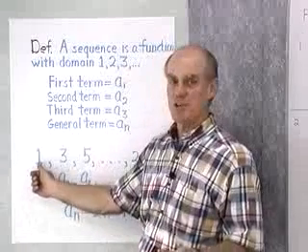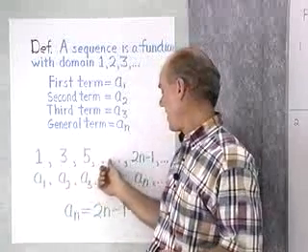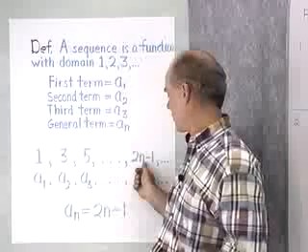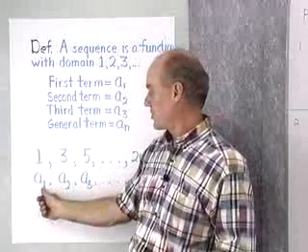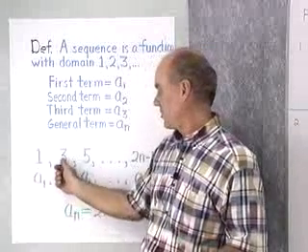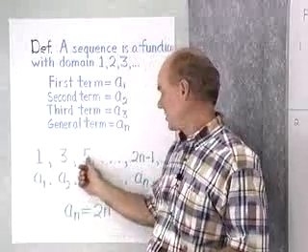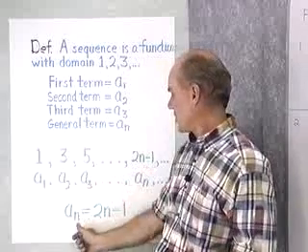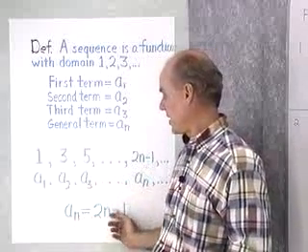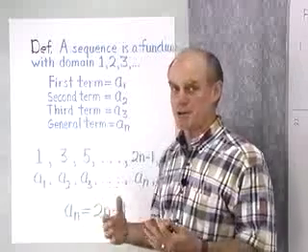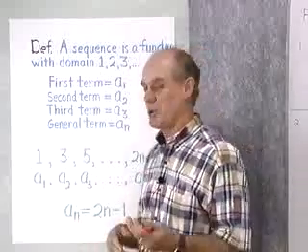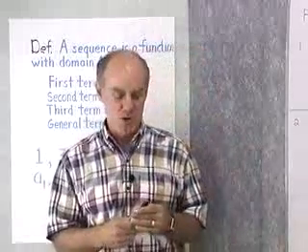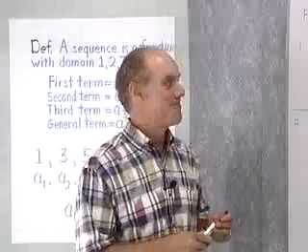So for instance, for the sequence of odd numbers, 1, 3, 5, dot, dot, dot, the general term is 2n minus 1. The first term, a1, is 1. a2 is 3. The third term, a3, is 5. And then the nth term, a sub n, is 2n minus 1. So we say a sub n is equal to 2n minus 1, and this general term will allow us to find any term in the sequence. So let's go to the board now and review a little bit about sequences.